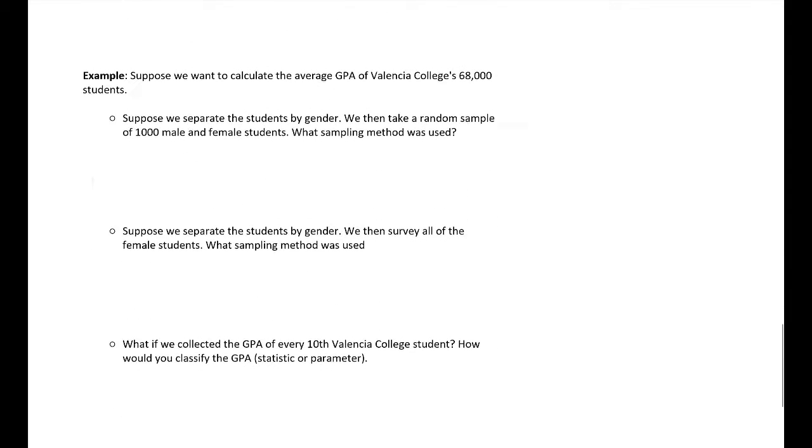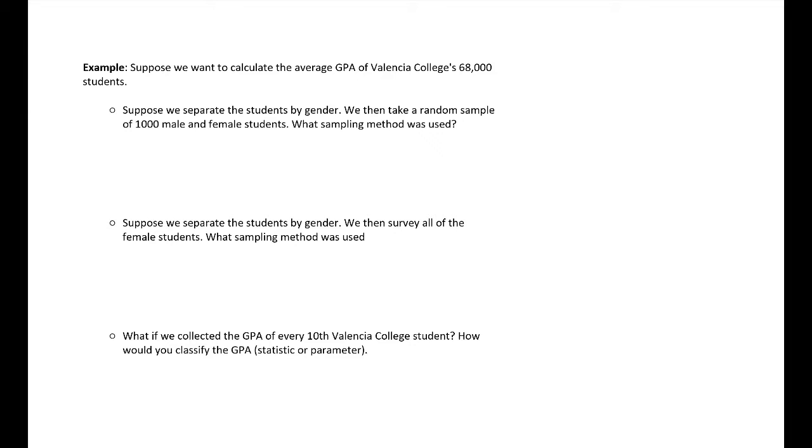Okay, let's see if we have some examples here. All right, so once again, let's say we want to calculate the average GPA of Valencia College's 68,000 students. And so what are some different ways we can collect that data? So here we go, first example. Suppose we separate the students by gender. So we've created subgroups, so that automatically means it's either going to be stratified or cluster. We then take a random sample of 1,000 male and female students.